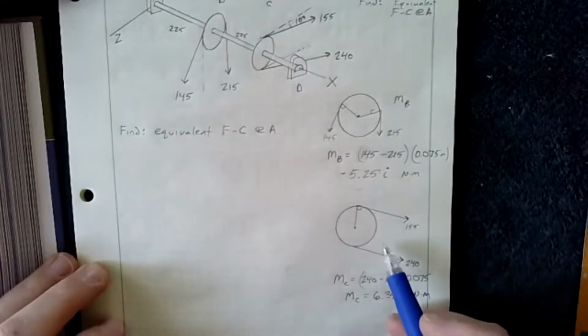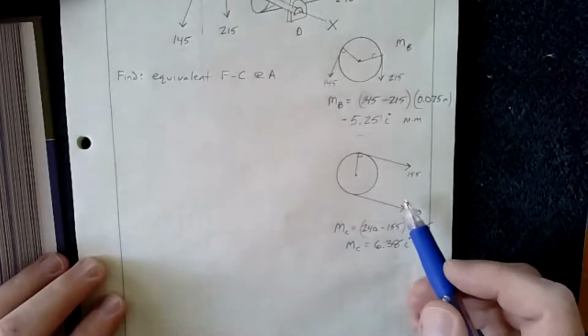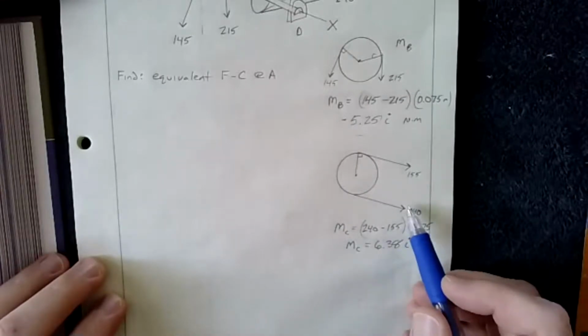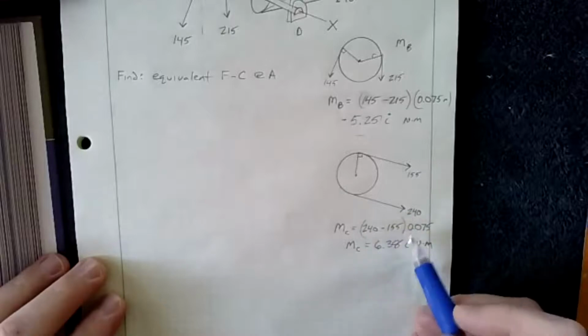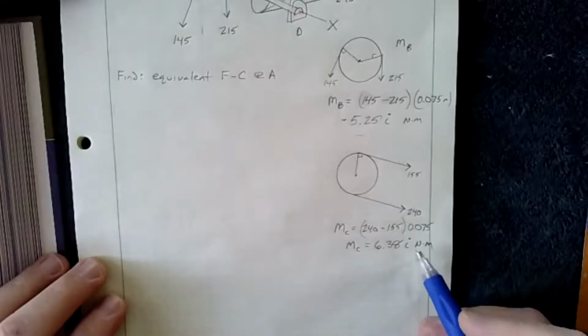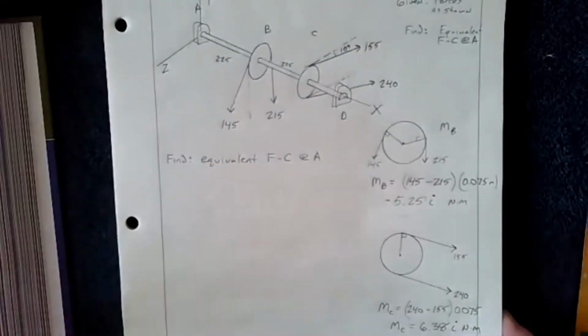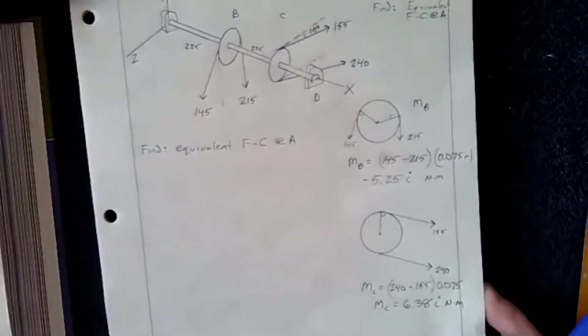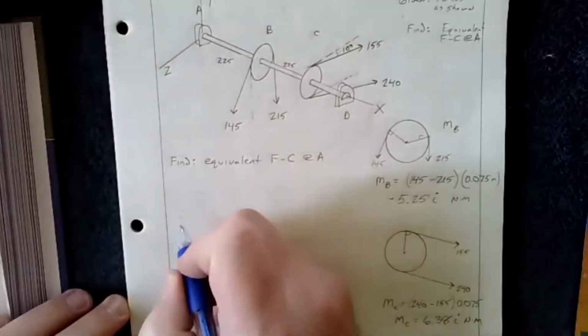If we look at the other one, the 155, 200, 240, it's the same. The only difference is the 240 going counterclockwise is bigger than that, so we end up with a positive. We get 6.38 newton meters in the i direction. So that's a start. Now let's look at B and C, and we're going to add all this together.